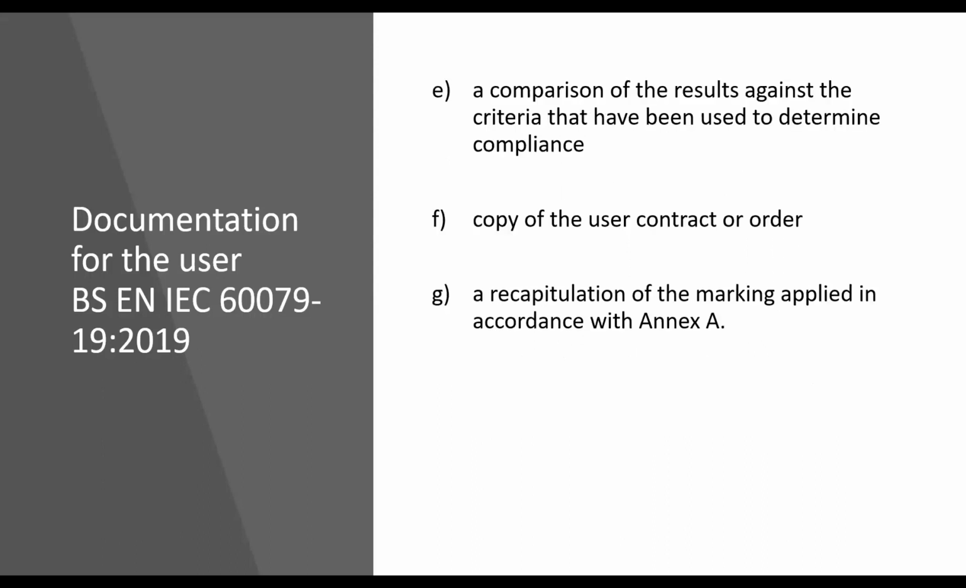A comparison of the results against the criteria that have been used to determine compliance. As we saw in an earlier slide, the maximum permissible gap from that terminal box lid was 0.2. So you should be sending information to the user, or the user should be requesting the information: okay, the measurements, what would you measure them against? You've said that the terminal box lid was 0.15. What's the maximum? Then the user can ascertain whether or not it should be machined or it's acceptable.